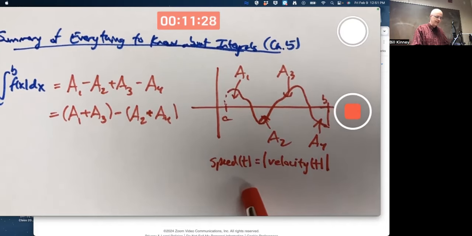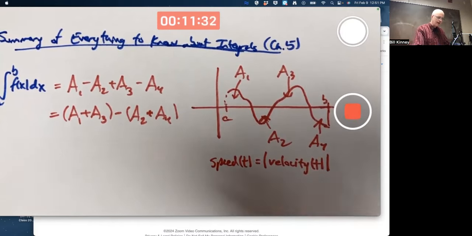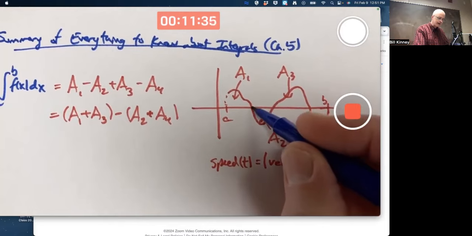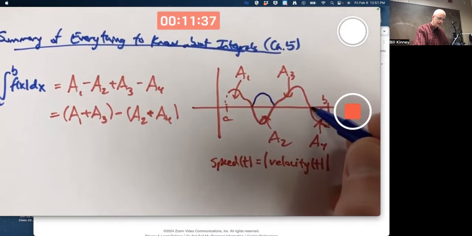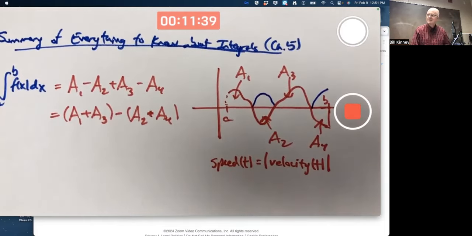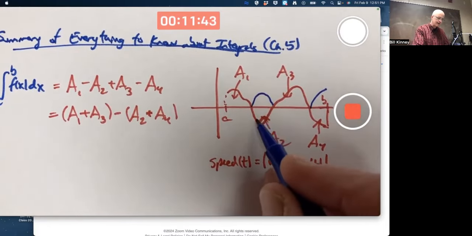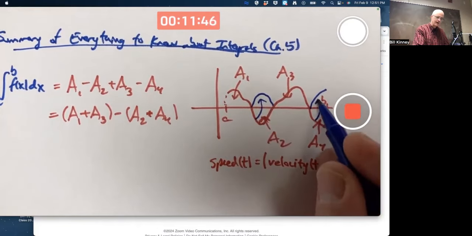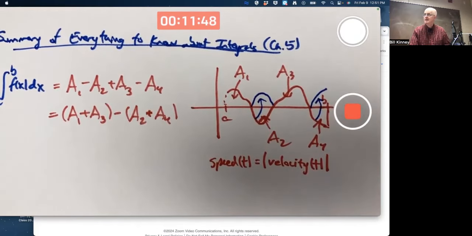If you were going to graph the speed, it would be the same as the graph of the velocity when the graph is positive, but when it's negative, you would have to reflect that part across the horizontal axis. So those blue curves correspond to reflecting these pieces across the horizontal axis to get the graph of the speed.